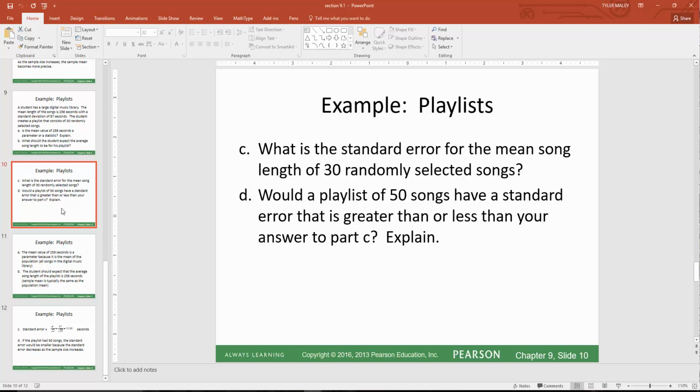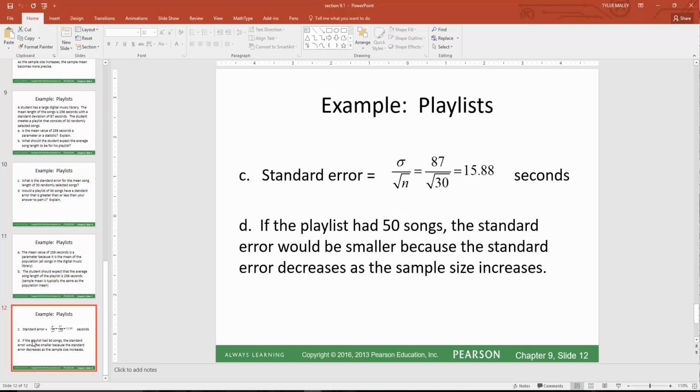And then part D says, would a playlist of 50 songs have a standard error that is greater or less than your answer to part C? Explain. If the playlist had 50 songs, that's bigger than 30 songs. Remember, as my sample size gets bigger, the standard error gets smaller. So the standard error decreases as the sample size increases. The answer to part D is we would expect the standard error to be smaller. Larger sample, smaller standard error.